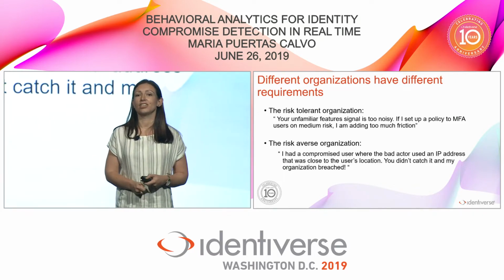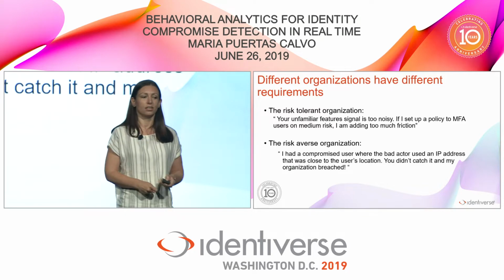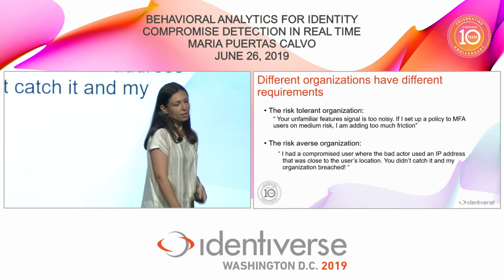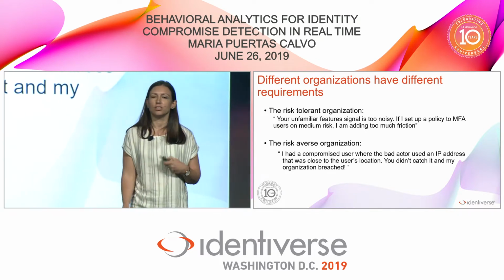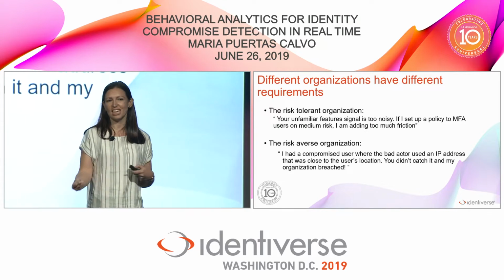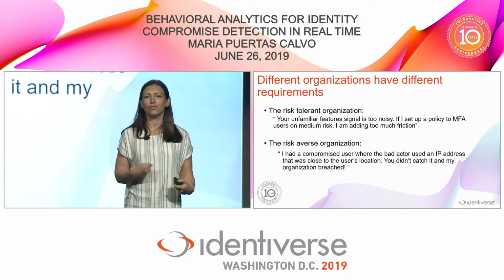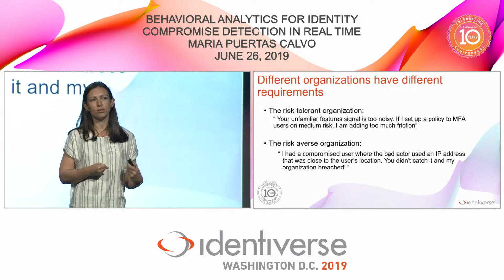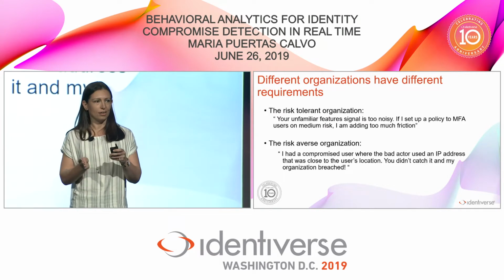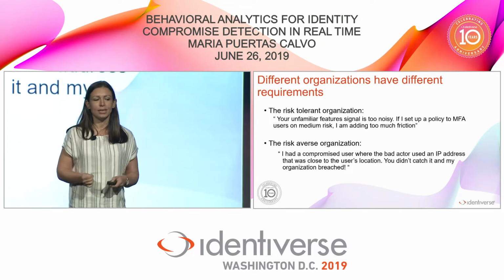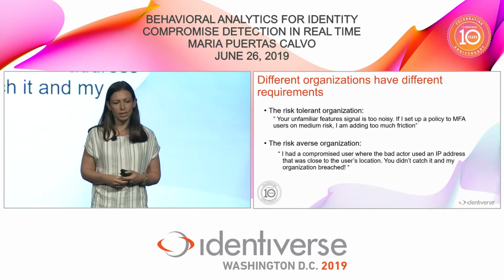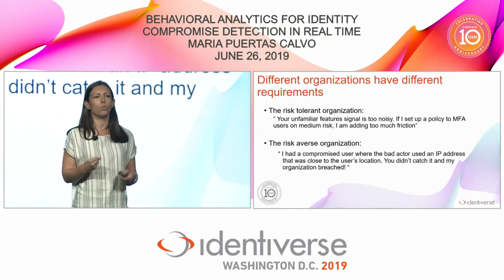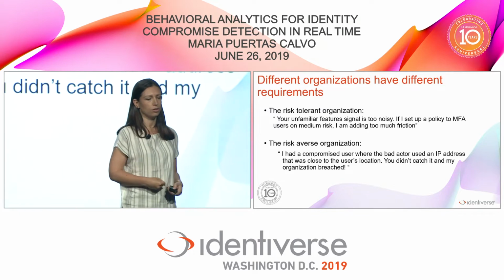This is the type of organization that actually has already suffered a breach. The risk-tolerant organization is the one that has suffered a breach, but they don't know about it yet. So the risk-averse organization says, oh, yeah, I had a compromised user, but you didn't detect it. Maybe this happened when the user was phished, and maybe the bad actor already knew the location and the user agent of the user, so they were able to get through the system, and the system did not detect it. So these organizations require different settings in order to say what risk they're able to tolerate.